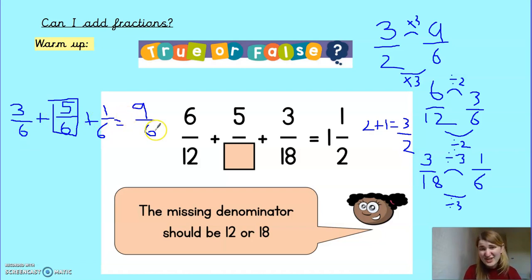Well, if we look at my fraction here, this is going to be 6, isn't it? My denominator is going to be 6, the same way it is here. So her answer was the missing denominator should be 12 or 18. That's incorrect. It should be 6. Okay, so hopefully your brain is nice and warmed up, ready to tackle our next question.